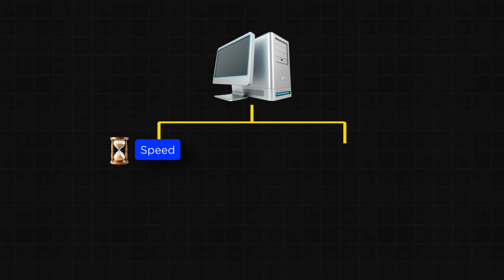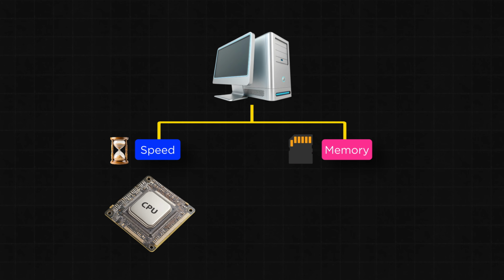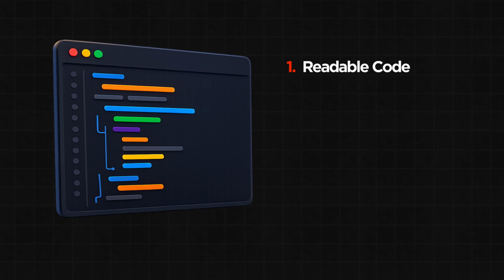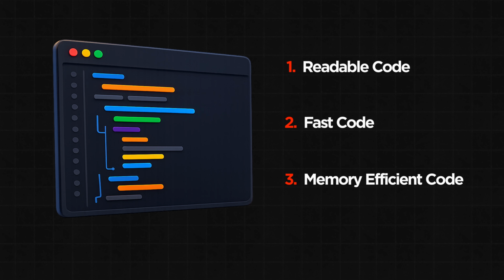Computers don't just run on time. They run on two valuable resources, speed and memory. Speed is influenced by the CPU. Memory is influenced by RAM, and neither of them is infinite. Yes, computers today have much more memory than they did years ago, but it's still limited. And in large systems, memory matters a lot. So when we talk about writing good code, we're really talking about three pillars: readable code, fast code, memory-efficient code.